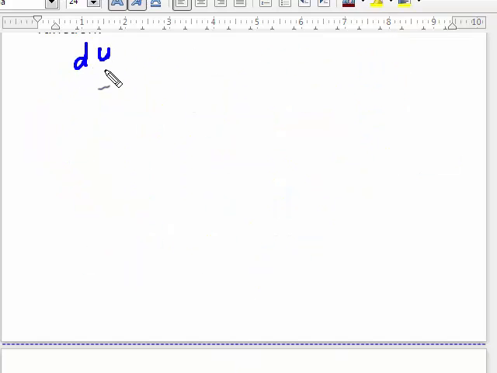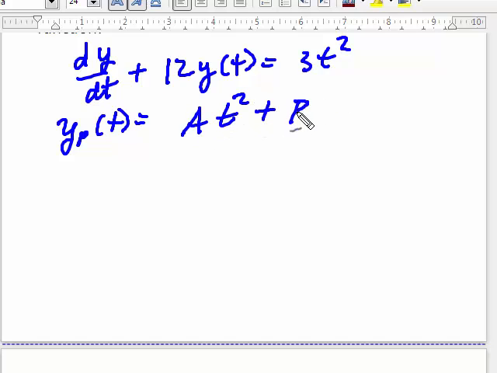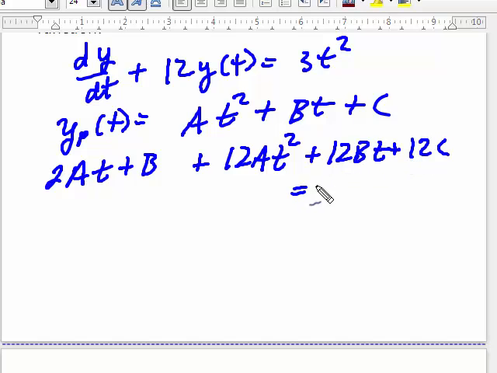So here's the equation again, sorry. 12y of t equals 3t squared. And this time I'm going to pick all the terms: a t squared, b t, and a constant term c. Now put that through the differential equation. Taking the derivative, I have 2a times t plus b. That's for the derivative. Then I'll have 12a t squared plus 12b times t plus 12c, and that equals 3t squared plus 0t plus 0. Now if I equate similar terms, I have the same.